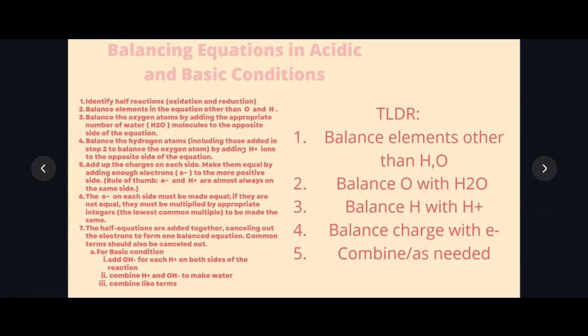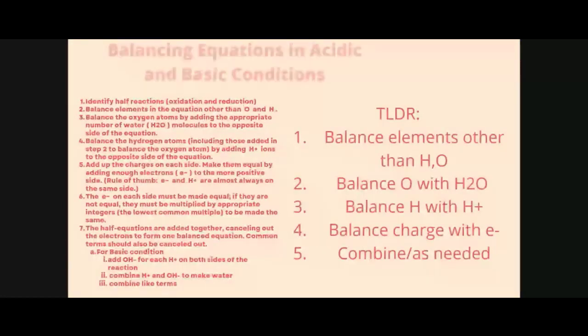Now it's time to move on to the charges. First you would find the net charge by adding up the charges on each side, and you make them equal by adding enough electrons to the more positive side. Here's a rule of thumb: the electrons and H+ are almost always on the same side. This kind of makes sense because when you're adding electrons, you're making it more negative, or lowering that charge. So you can theoretically make the charge on both sides equal if you just reduce it enough.